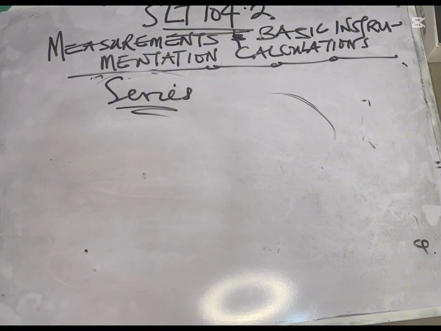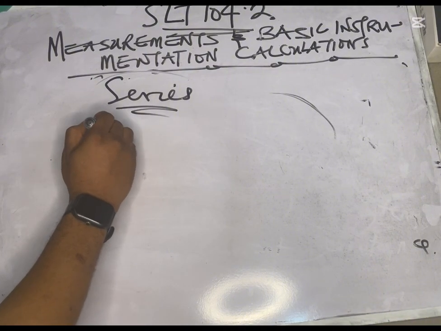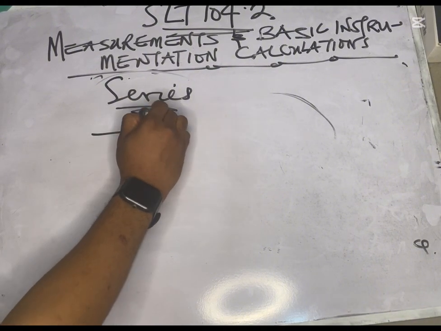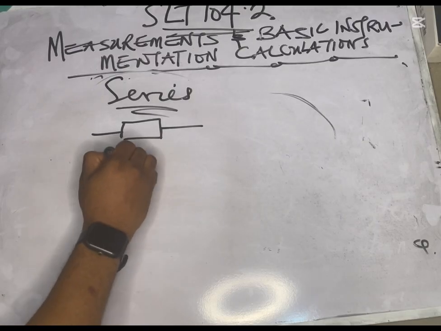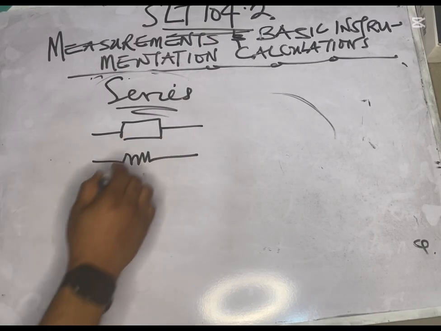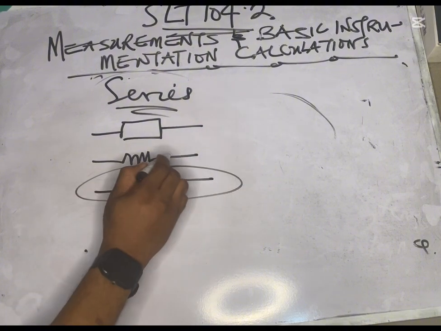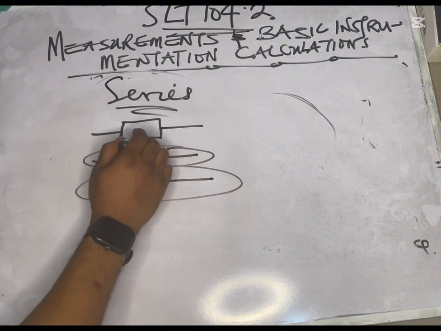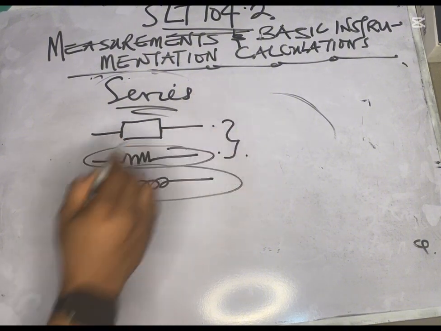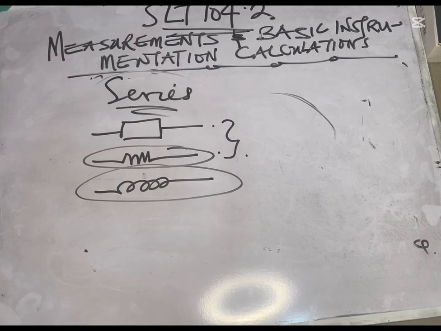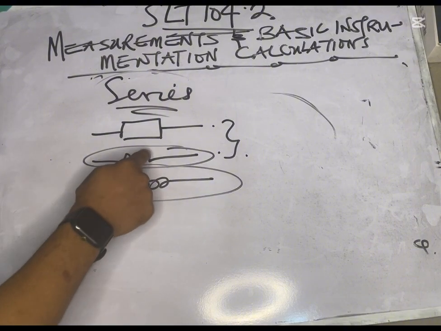Let's start with series. Now, this is the symbol for resistors. In a circuit, a resistor can be like this or can be like this. Mind you, this is different from this. This one is for inductors, this is for resistors. This and this can be used interchangeably. Both of them are correct when it comes to resistors. So don't mistake this for this.